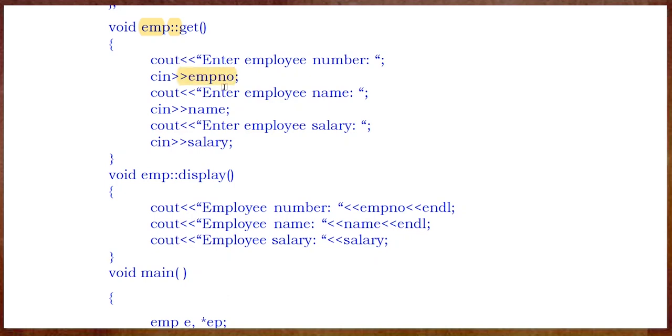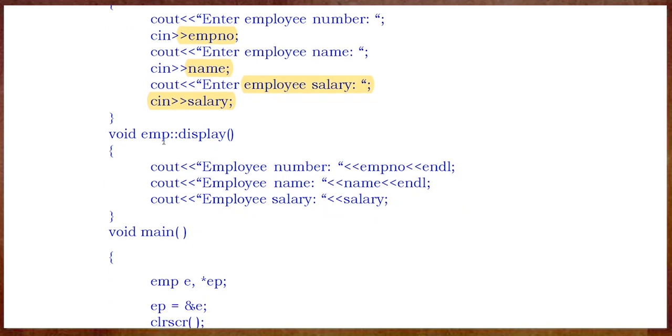That is, you are providing the value for the private member employee number, because the get function is a member function of the same class. Similarly, name and similarly salary you supply. So this is how you are assigning the values to the data members of the class EMP, employee. And let us take one more, for displaying.